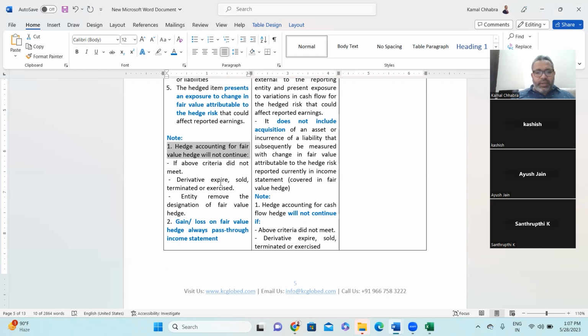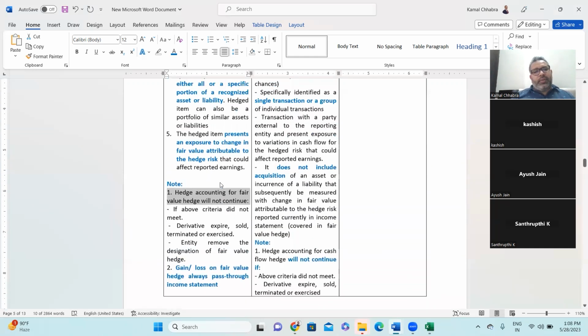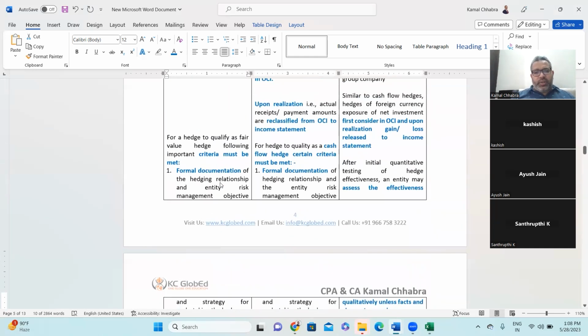Third one is when an entity removes the designation of the fair value hedge. That means you jumped out of the fair value hedge transaction. So then also that particular item would not be considered a fair value hedge. Gain or loss on a fair value hedge always passes through the income statement. That's a thumb rule, right? Any doubt about what is a fair value hedge?